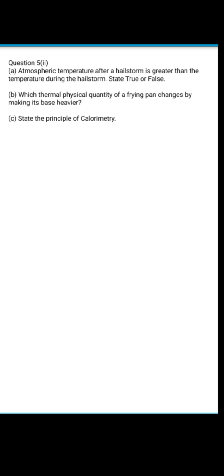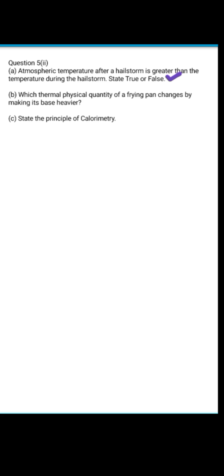So the answer for this question will be false. And also do mention the reason for it. So what will be the reason? Let me just repeat it once again. During hailstorm, the ice which is falling on the surface, in order to melt, it will take some heat from the surrounding. And since the heat is taken from the surrounding, the temperature of the surrounding will slowly decrease. As a result, the temperature around us will become cooler.